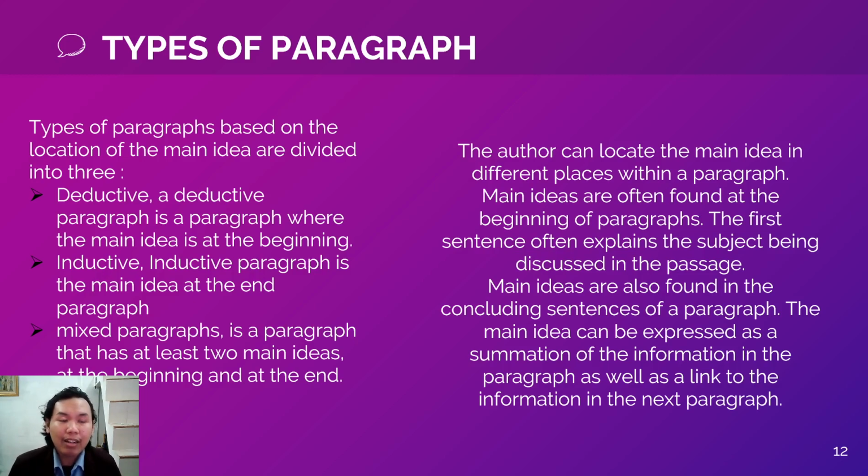The author can locate the main idea in different places within a paragraph. Main ideas are often found at the beginning of paragraphs. The first sentence often explains the subject being discussed in the passage. Main ideas are also found in the concluding sentences of a paragraph. The main idea can be expressed as a summation of the information in the paragraph as well as a link to information in the next paragraph.